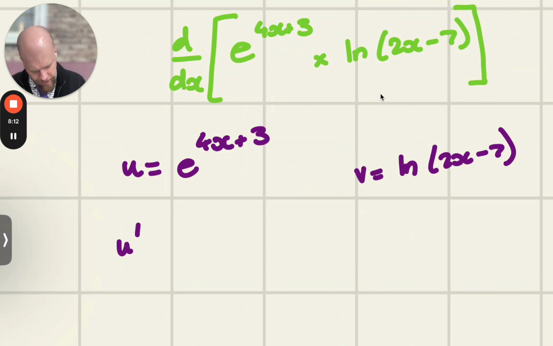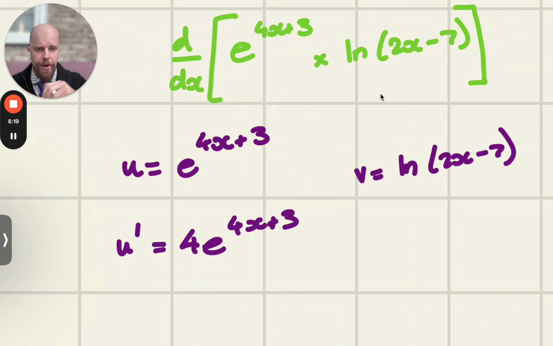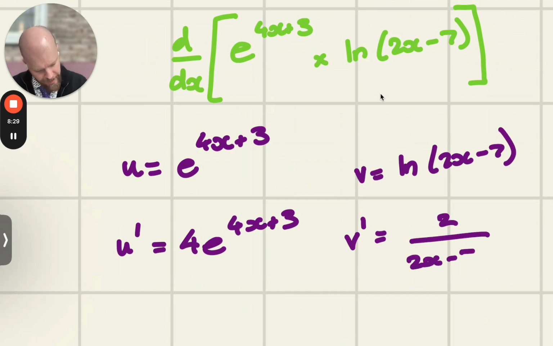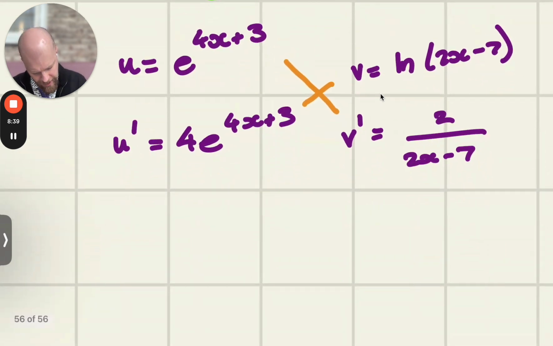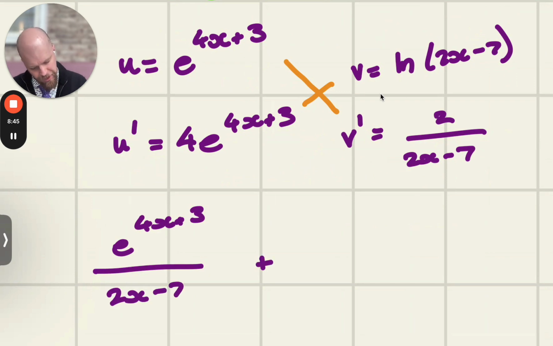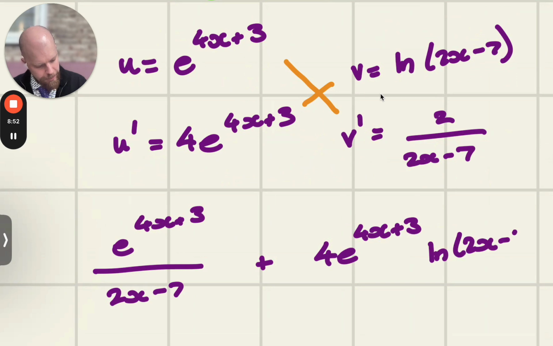Let's do our rules. So u dashed is 4e to the 4x plus 3. Remember, exponential stays the same. You just bring the differential down. V dashed is 1 over 2x minus 7 times by the differential, which is 2. So I get 2 over 2x minus 7. And remember, with the product rule, we do uv dashed plus u dashed v. So let's do that now. I'll do uv dashed to start with, so I get e to the 4x plus 3 over 2x minus 7, and I add on u dashed v. So 4e to the 4x plus 3 times ln 2x minus 7. And there we have it. That's how we differentiate trig, we differentiate exponentials, and how we differentiate logarithms.